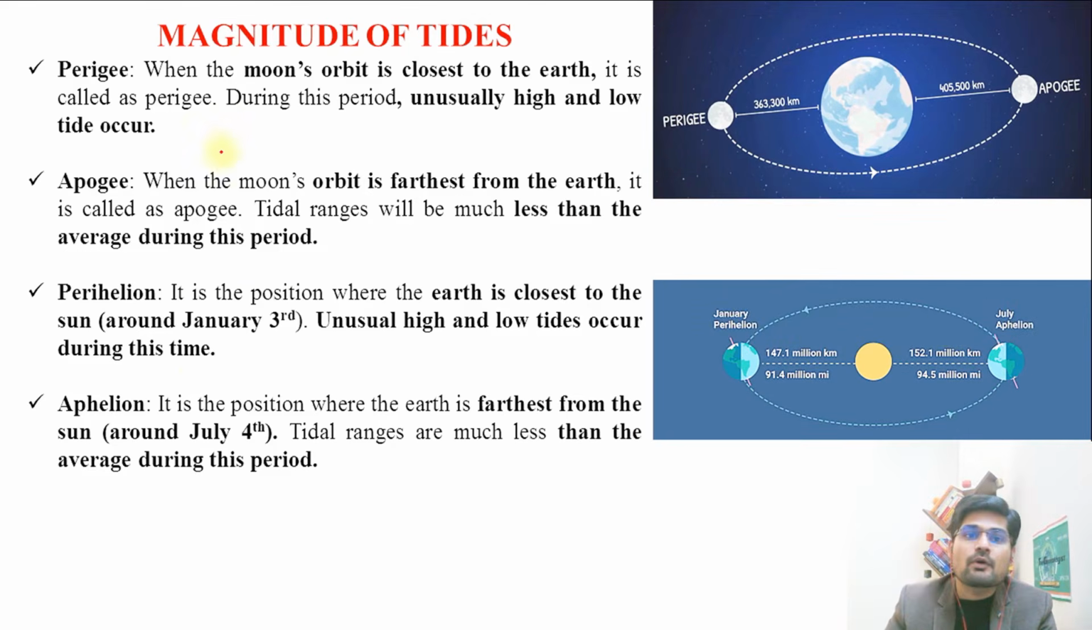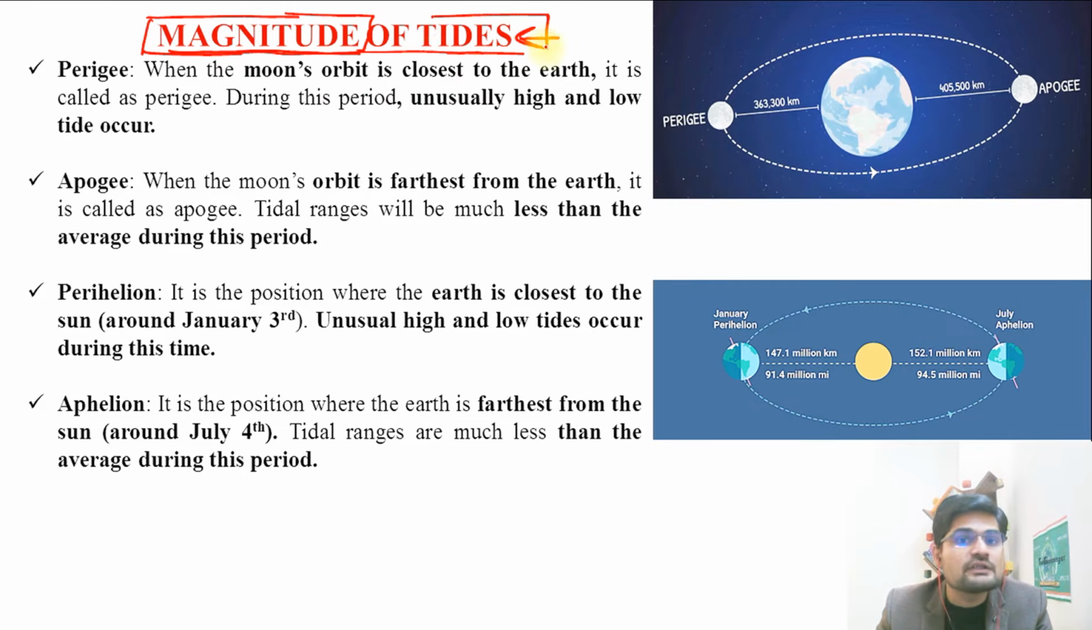Now there is something important to learn about the magnitude of the tides. That is basically about the power. So how much is the magnitude of tide? How powerful is the tide and when is it more powerful? So there are 4 positions. One is called perigee, the second is called apogee, then you have perihelion, and then aphelion. So remember these 4 positions.